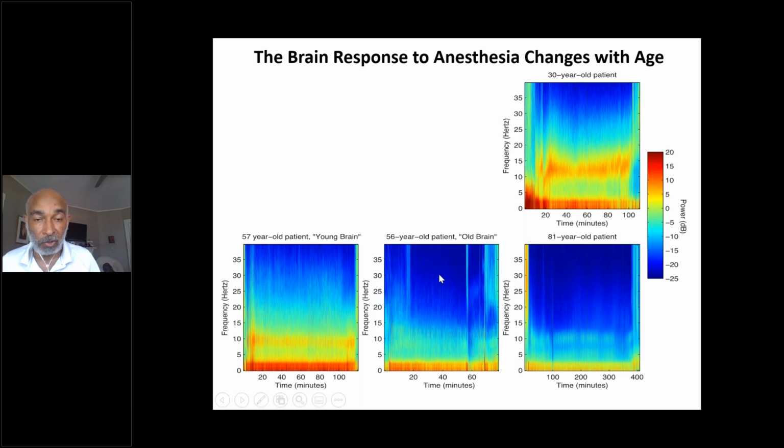Now here's the part which is a little bit sobering. So his EEG looks like his, but this guy here is roughly the same age as this guy. His EEG looks like hers. So we age differently physically. It makes sense that our brains age differently. And that's basically what we're seeing here.